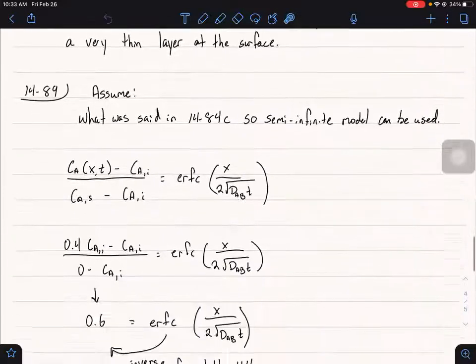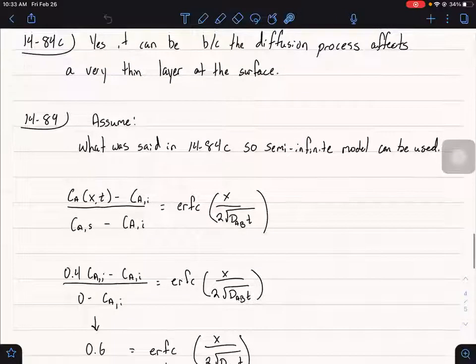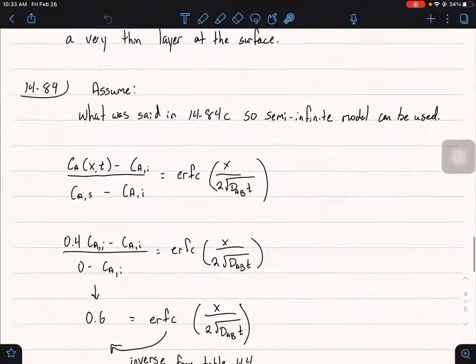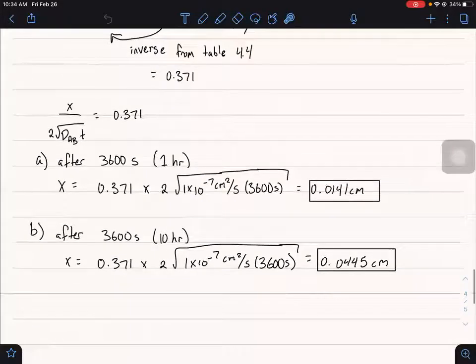And for the last problem, 14-89, basically, we were able to use the semi-infinite model because it was a diffusion process, which is at a very thin layer at the surface. And from that, we just plug our numbers in and simplify, and then we get different depths after a certain amount of time.